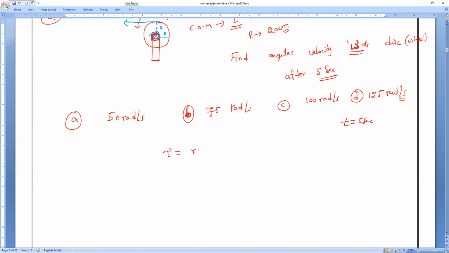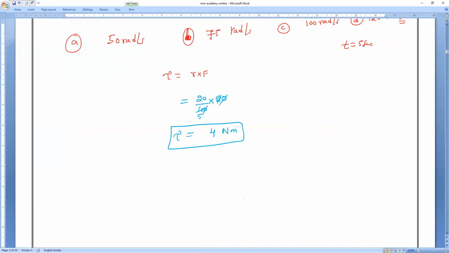Tau is equal to what is the formula? R into F. What is the R value? 20 centimeter, but you have to take it in meters. Be very careful with that. 20 centimeters means 20 by 100 meters. And the force is how much? 20. So the zeros will get cancelled. Two fives are ten... so what is the answer? Tau is equal to 4 Newton meter.